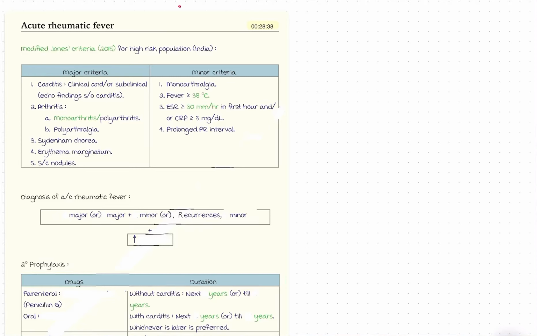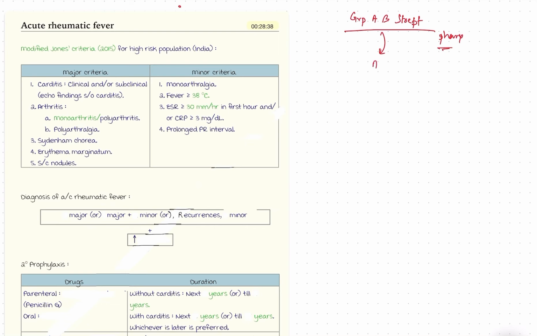So starting with acute rheumatic fever, a short revision. It is an example of molecular mimicry. The patient had a history of group A beta hemolytic streptococcal infection, like pharyngitis, and after that the patient developed the symptoms of acute rheumatic fever that we are going to discuss.